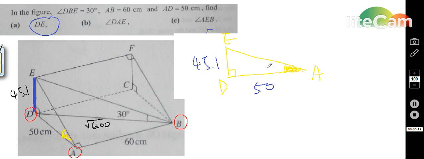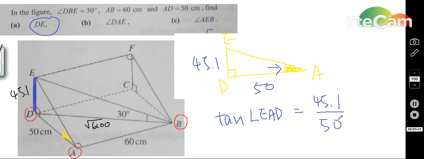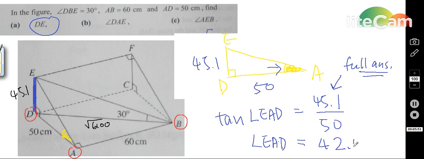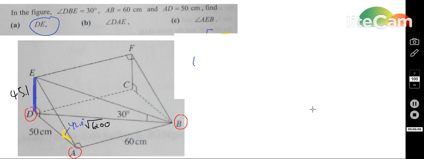And this is 50. We need to find this angle. So we also use tangent theta, tangent angle EAD equals 45.1 over 50. We also need to take the full answer from question A, so that we can find that angle EAD is around 42.0 degrees, and we mark down here 42.0 degrees.